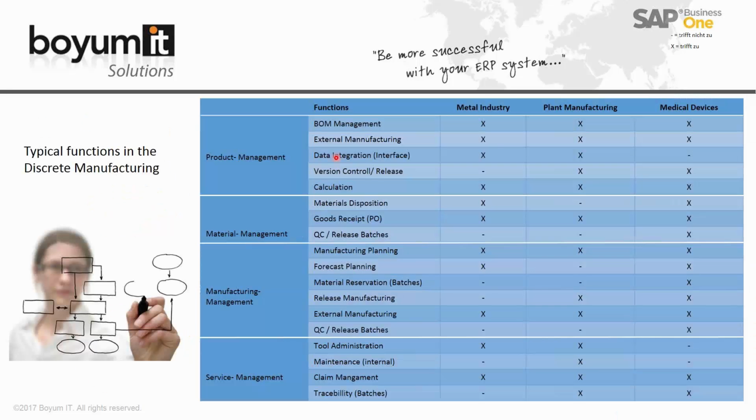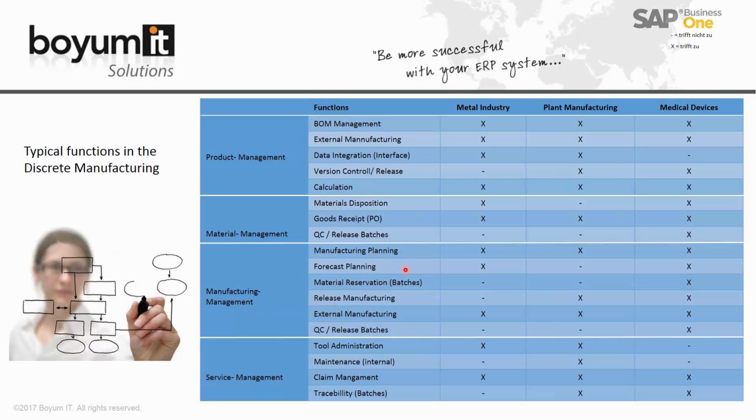And also here, we think about, okay, what can be the typical functions? What can be the functions when we talk about discrete manufacturing, when we talk about the metal industry, for example, plant manufacturing, or medical devices. So also here you see the functions. I will not go through it again, but you see more or less the same functions, or different things. It can be a little bit different, especially when we take a look at manufacturing management.